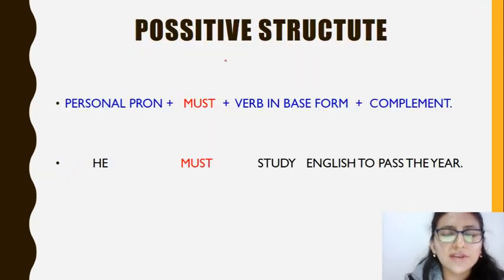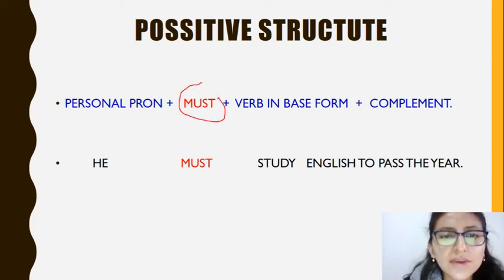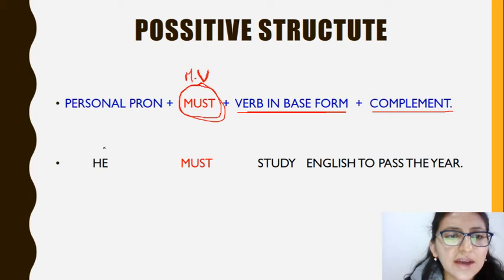Now we're going to see the grammatical structure. The positive structure. We have the personal pronoun, the modal verb. In this case, we are not going to use the auxiliaries. Aquí ya no vamos a utilizar los auxiliares. En lugar del auxiliar, vamos a utilizar el verbo modal must. We have the personal pronoun, the modal verb, the verb in the base form, and the complement. So for example, we have: he must study English to pass the year.